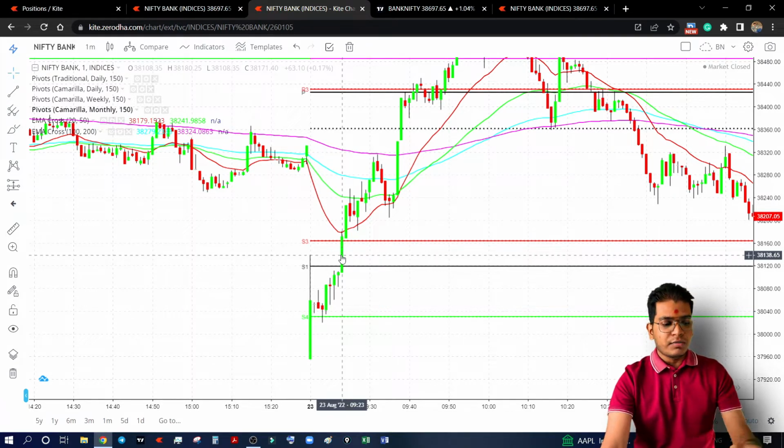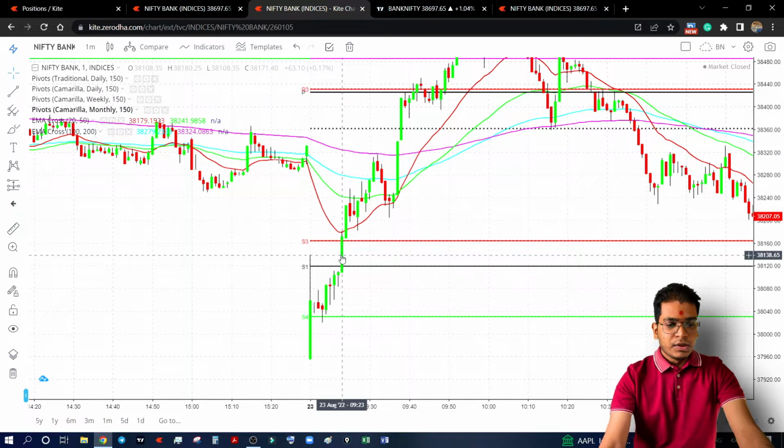I also shared one screenshot which I have taken. My trade entry was at around 9:23 and 14 seconds like that. I don't remember the exact second. If you want to see that, then kindly go to the Telegram channel.